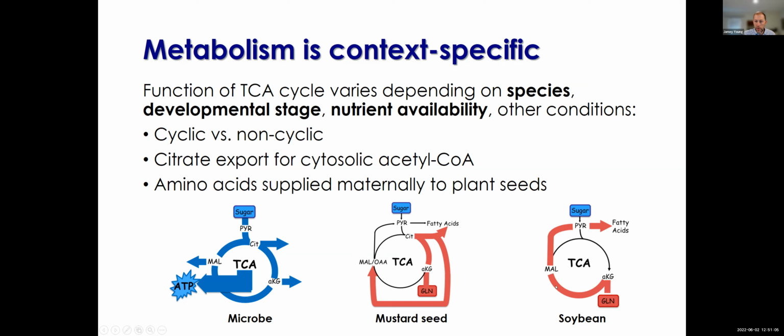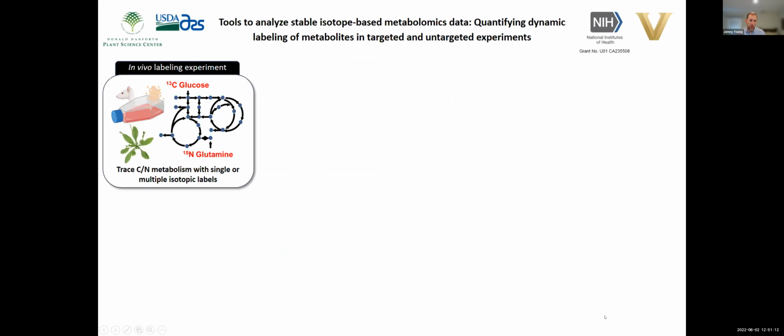And so again, depending on the species, depending on what nutrients are available, you may see completely different modes of operation. And so we would like to be able to use isotope tracers as a way to track the flow of those atoms and to be able to essentially quantify those rates or those different modes of operation. So the goal of our project has been to develop tools for analyzing metabolomics data sets that incorporate stable isotope tracing. And in particular, these are experiments where we provide isotopically labeled nutrients to living cells or living organisms so that the isotopic labeling is done in vivo.